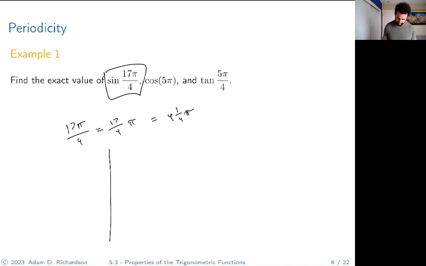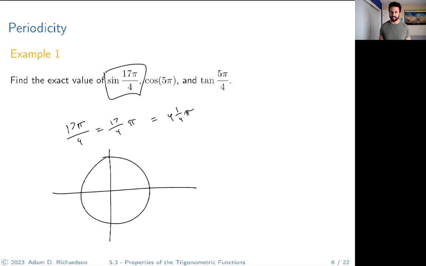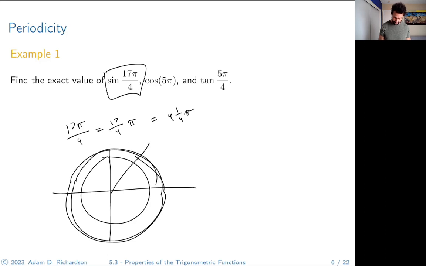So what do I do? Draw my unit circle. I'm going to go around 4 times, or sorry, I should say around 4 times pi, right? So 1 pi, 2 pi, 3 pi, 4 pi, and then 1/4 pi. So we're right there.